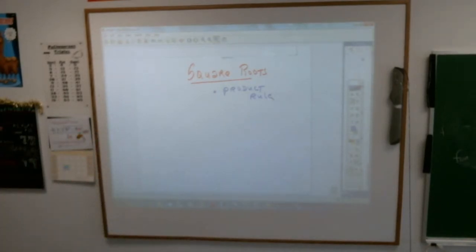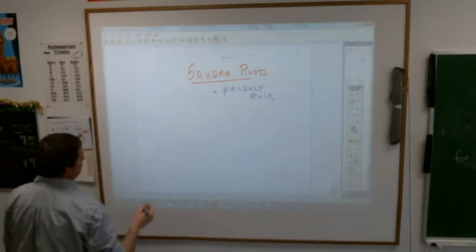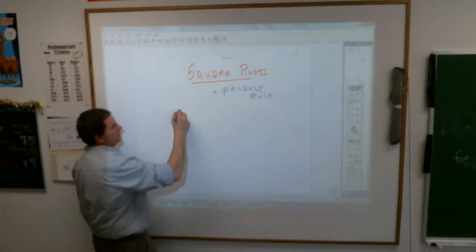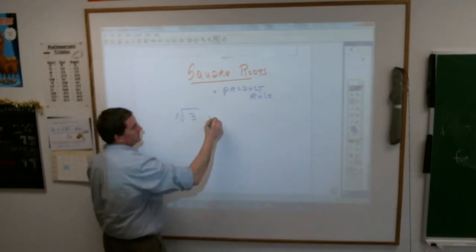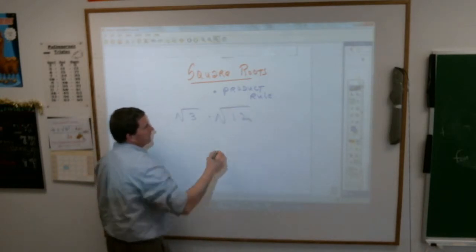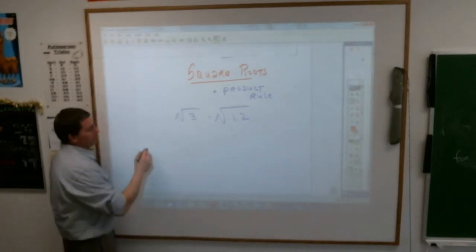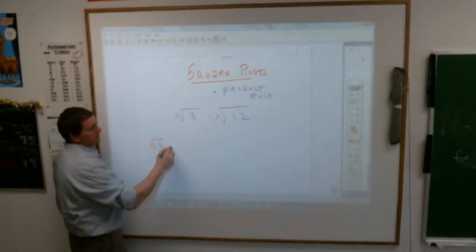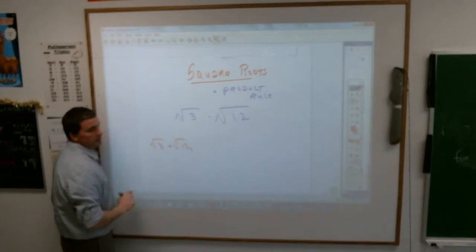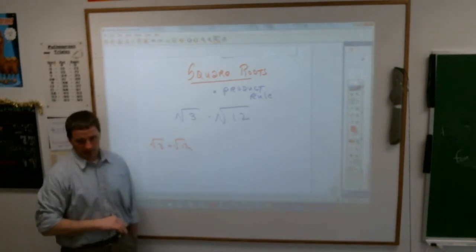Under square roots today, we are looking at the product of square roots. For example, if I have the square root of 3 times the square root of 12. Now you have to be a little careful with this, okay? If I had the square root of 3 plus the square root of 12, I can't add those together.